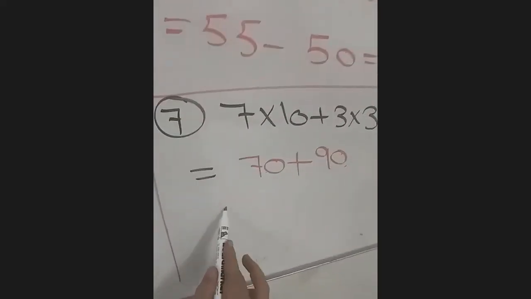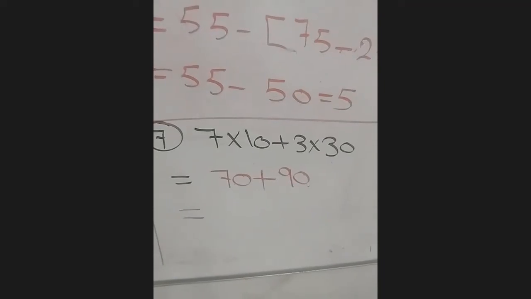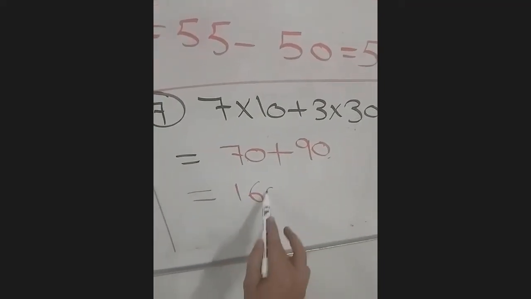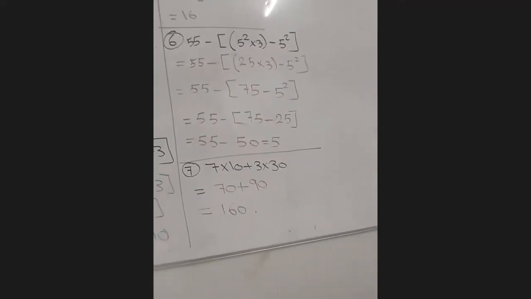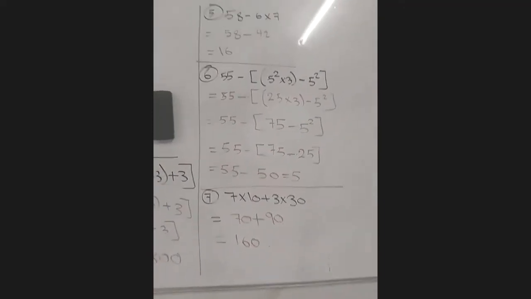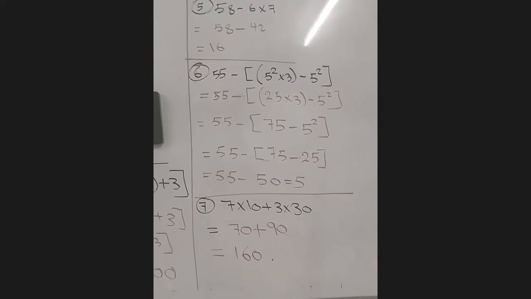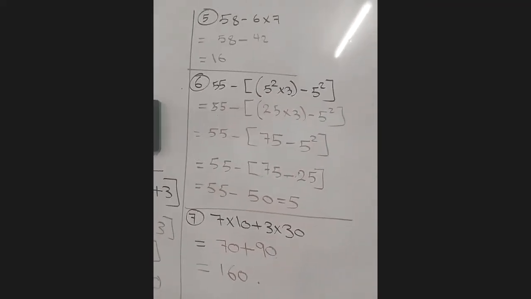Good. Now we add them. 70 plus 90, how much? Equal 160. Do you understand that? Yes. Okay. Now, guys, we are done here.